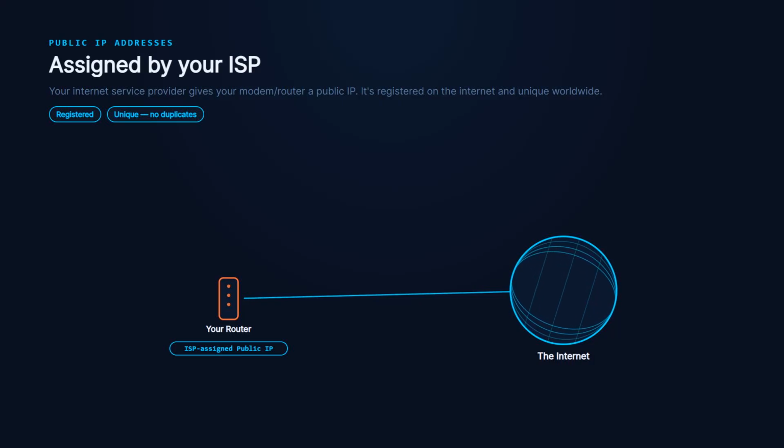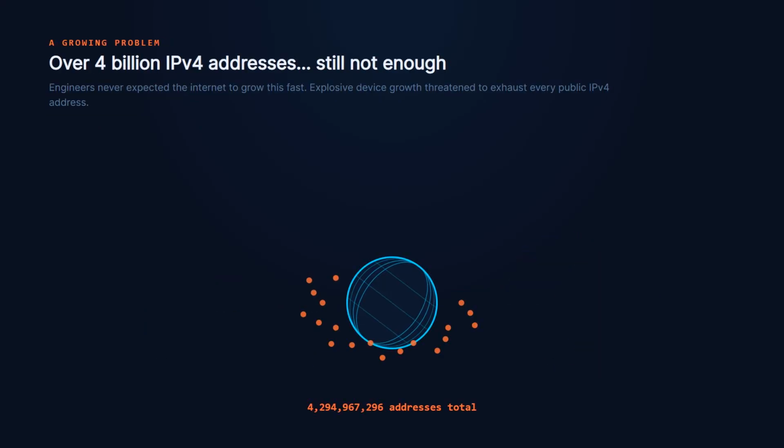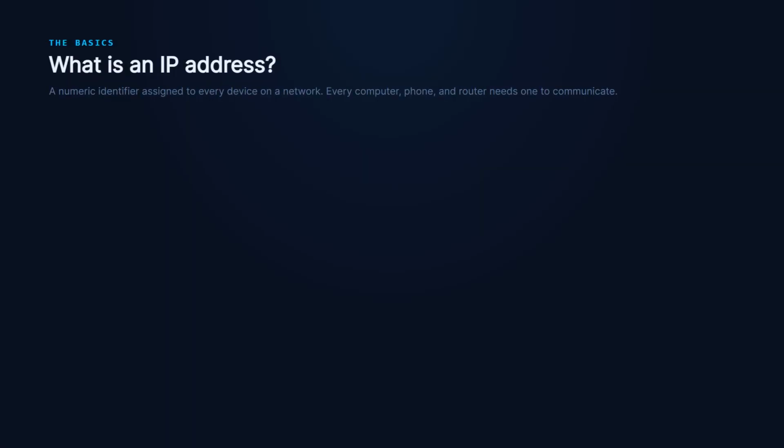Hello everyone. In this video we are going to be talking about the difference between public and private IP addresses. So the first thing we have to know is, what is an IP address? Well, an IP address is a numeric address. It's an identifier for a computer or device on a network. Every device has to have an IP address for communication purposes.